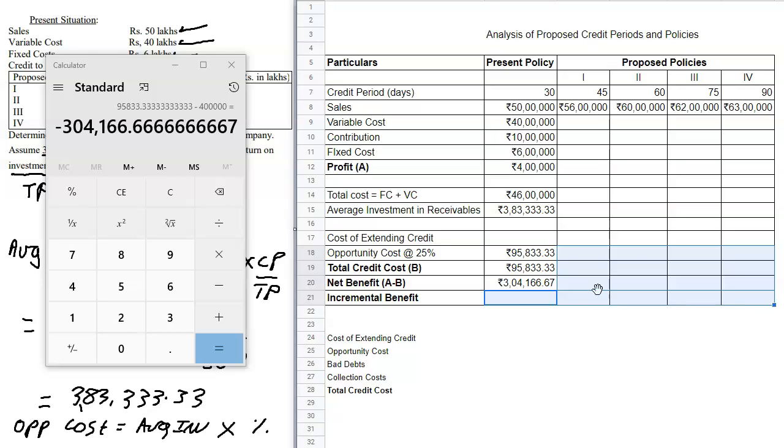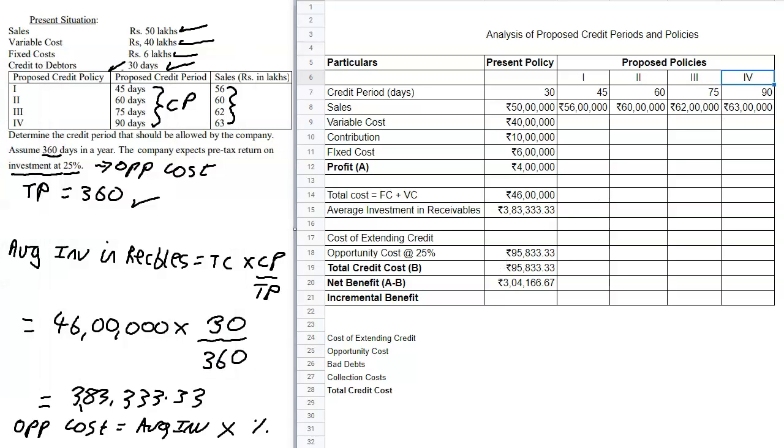Alright, going forward, we have proposed policies 1, 2, 3 and 4, and you have to do the math for all of them. Okay, I'm going to give you all only a few hints on how to solve, because when you think about the variable cost, when the sales is 50 lakhs, the variable cost is 40 lakhs. Therefore, over here, when the sales is 56 lakhs, the variable cost is X. Okay, and then we can cross multiply and find out.